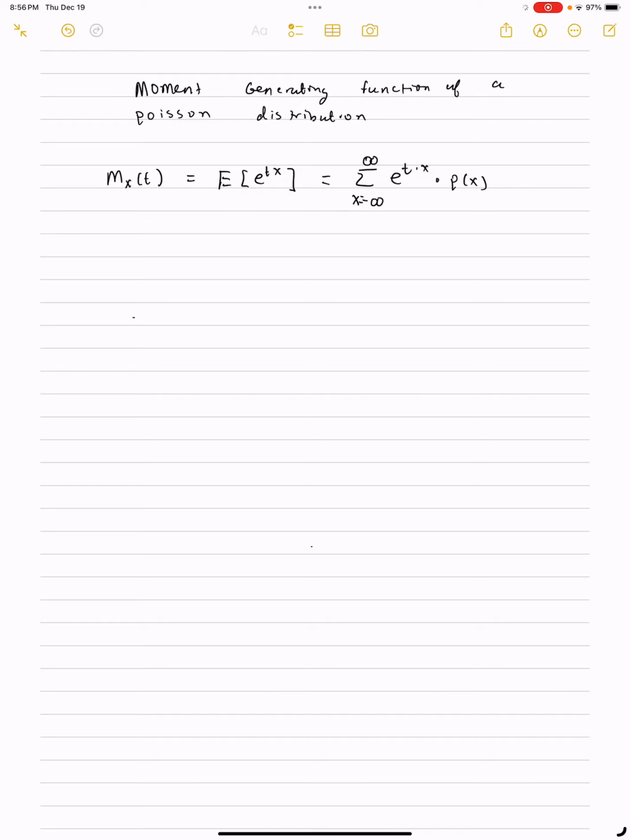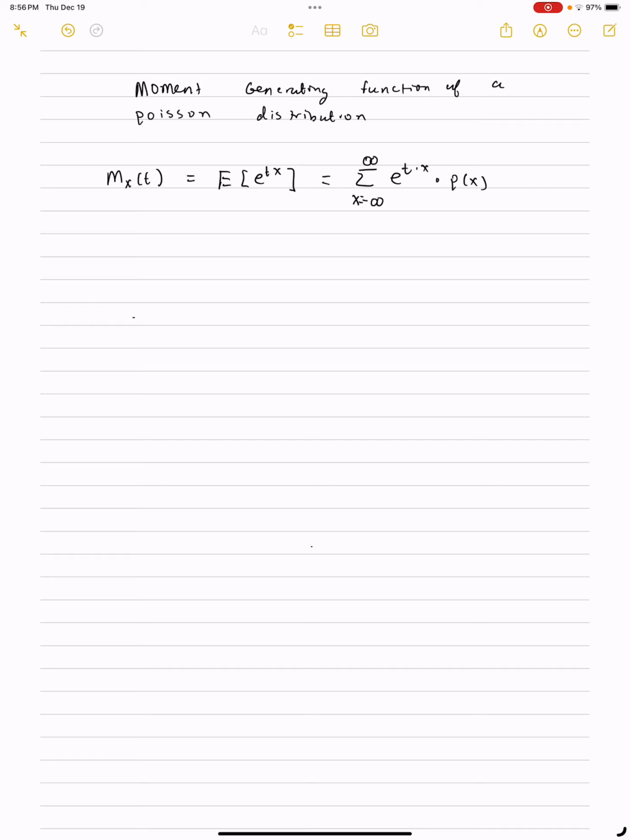Today we're going to be talking about the moment generating function of a Poisson distribution. The definition of the moment generating function of a Poisson distribution is to calculate the expected value of e to the tx.